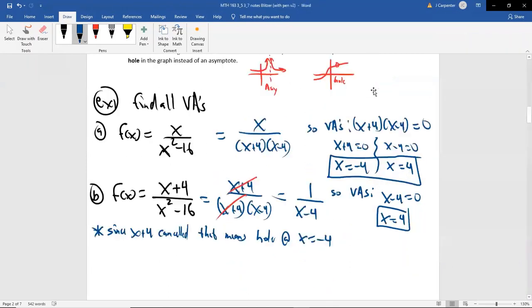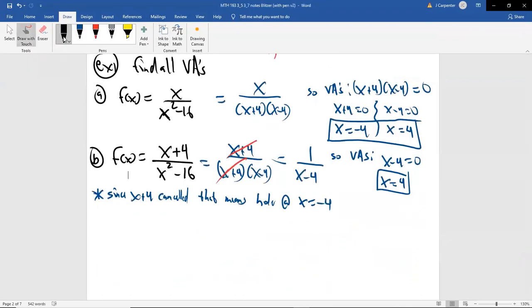All right. C. This is going to look really familiar. Don't change color yet. F of x equals, let's go with x plus 4 over x squared plus 16. Okay, well, let's factor and reduce this.